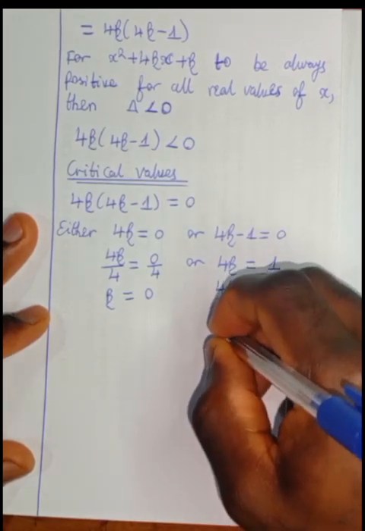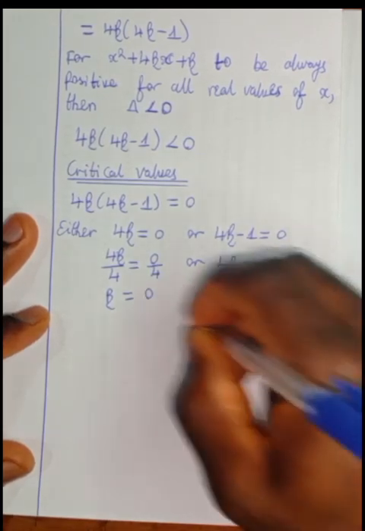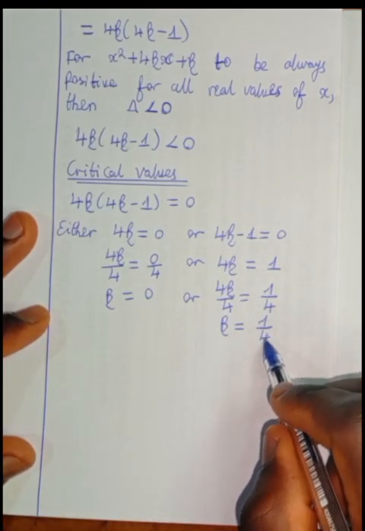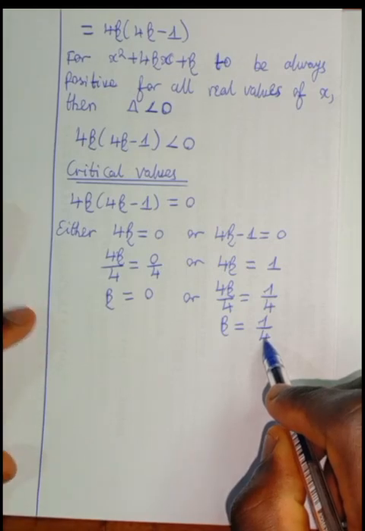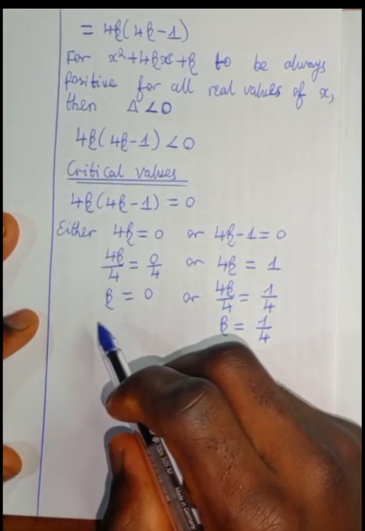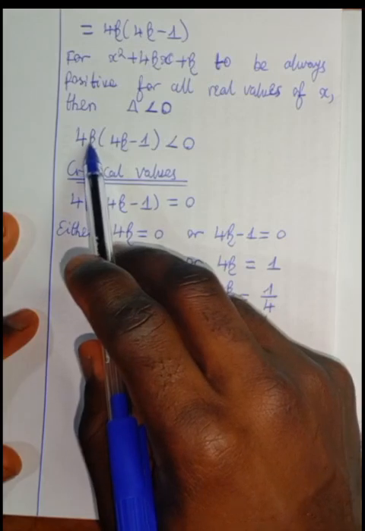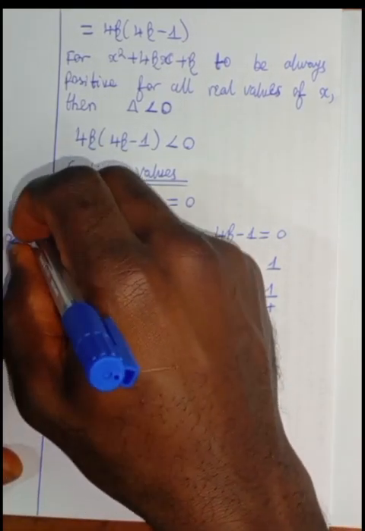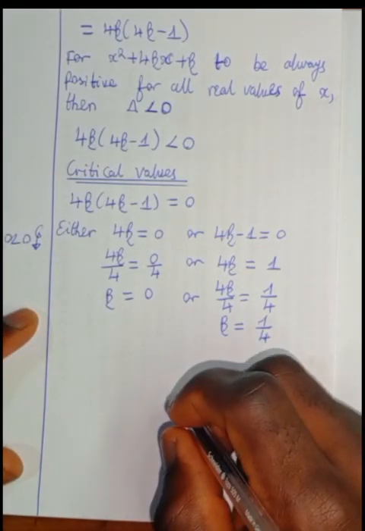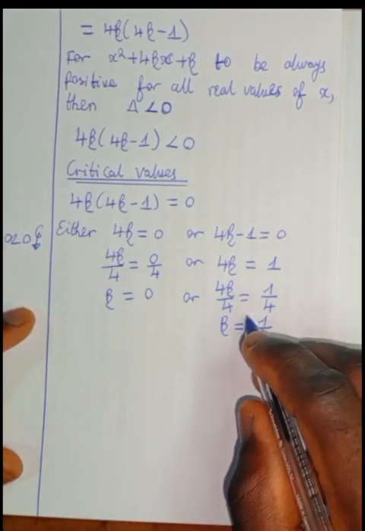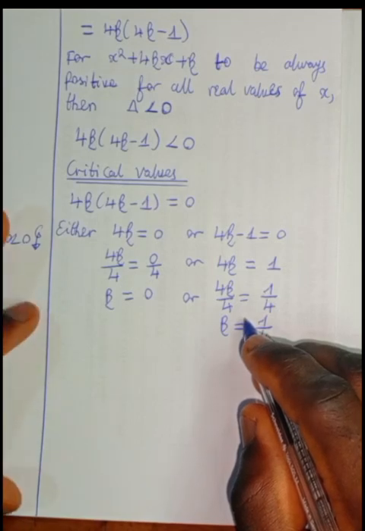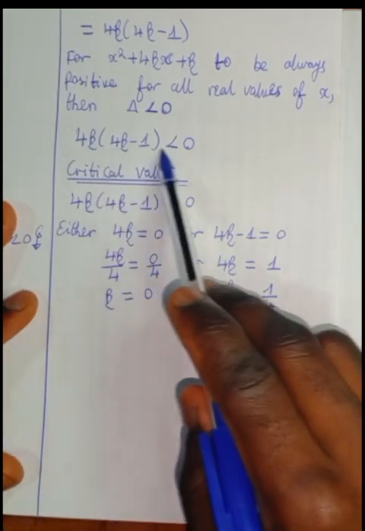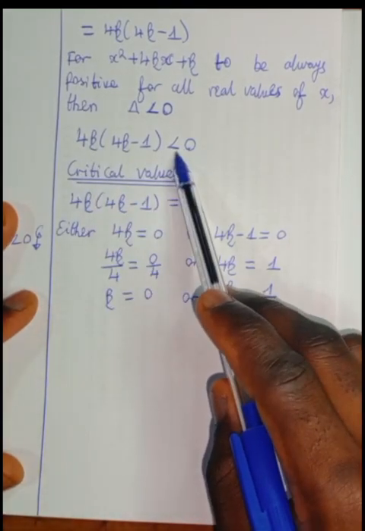In this case, our beta will simply be equal to 1/4. Beta equal to 0 or beta equal to 1/4 are the critical values of our quadratic inequality. It simply means if you replace beta here with 0, 0 times this will give you 0. You are going to obtain 0 less than 0, which is not true, which is a contradiction. So these are the critical values. Now the next thing, we need to get the required range of values for beta such that this inequality will be true.